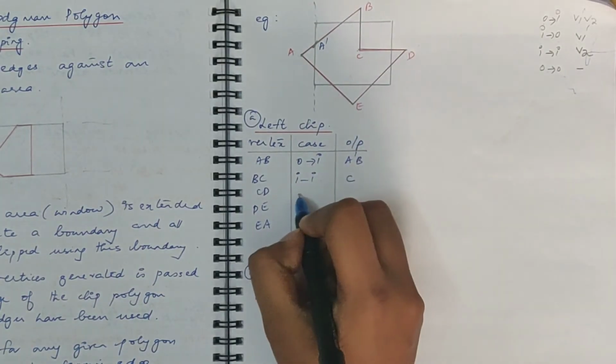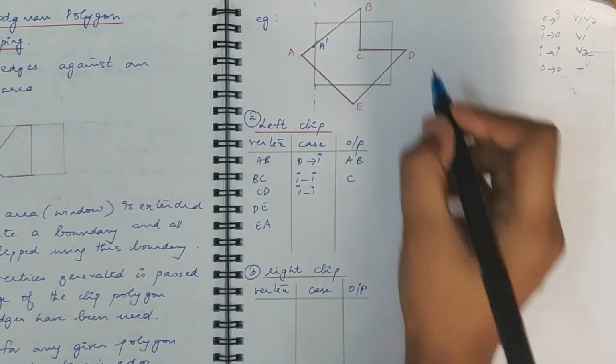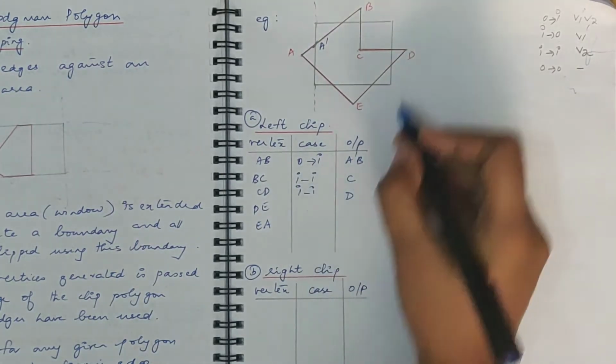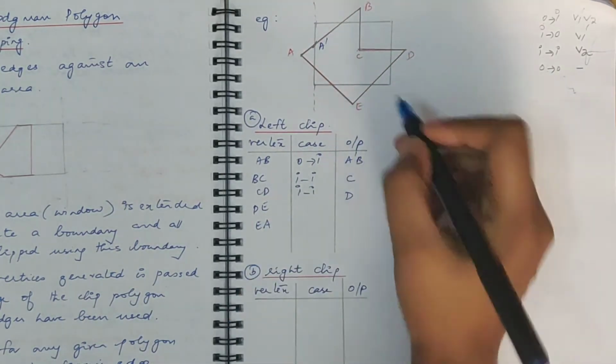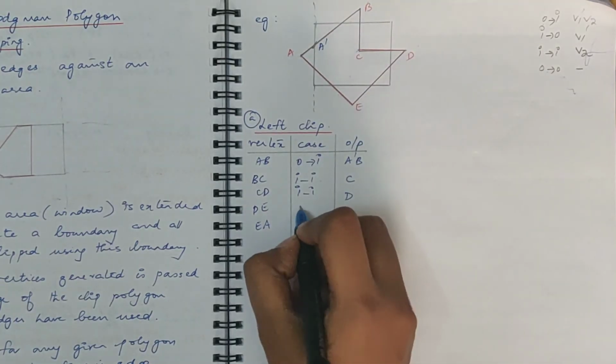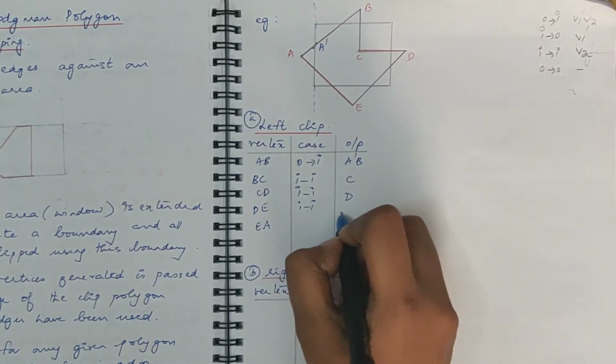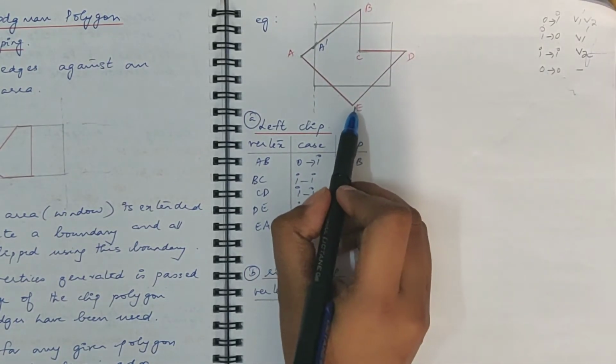Then the next case, CD. CD is also inside, right? So you will add the second vertex. Now next edge, DE. DE is also inside. So you will add the second vertex E. And then the next edge, EA.